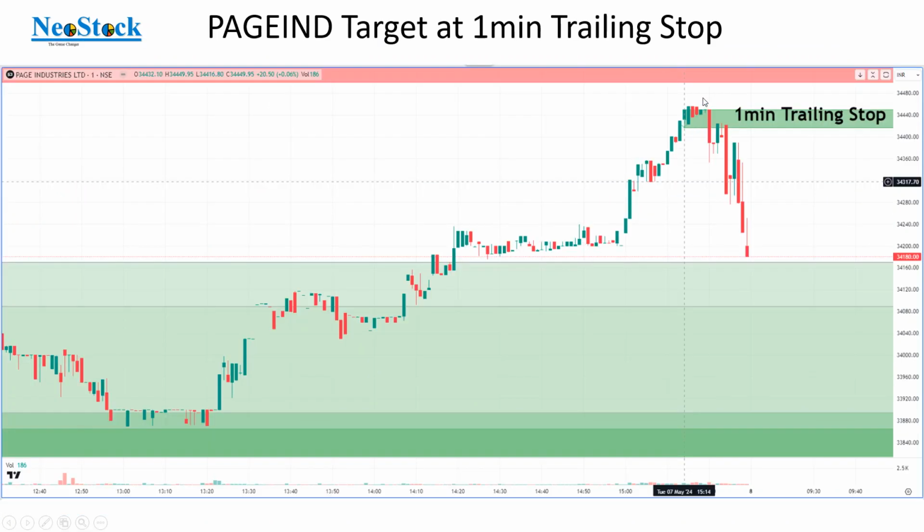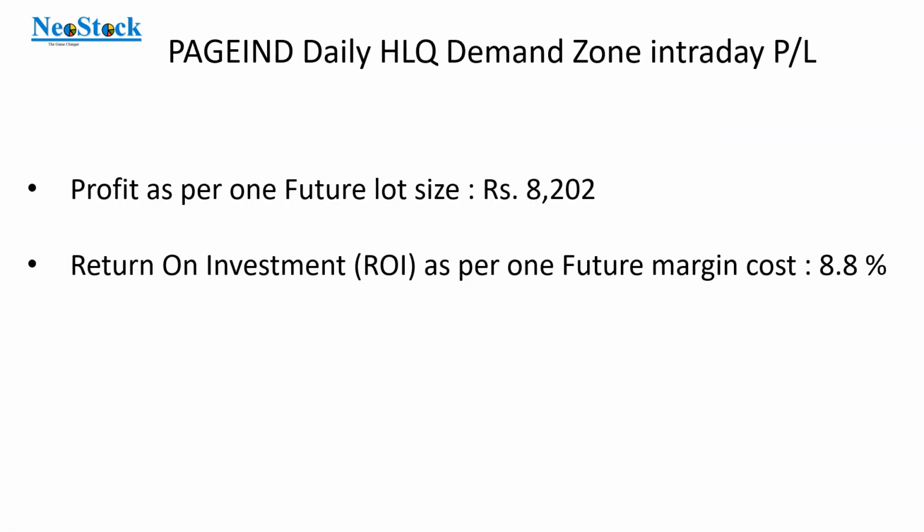This is the 1 minute zone I am showing you. We have a rally, base rally, and this zone is violated in this candle, and then you will exit. And this is the way Page Industries has given a profit of 8,202 rupees as per one future margin, one future lot size. And ROI is 8.8% as per one future margin cost. So it's an excellent trade, Page Industries. And this is the only successful trade on this day.